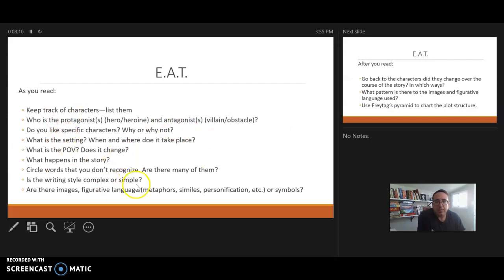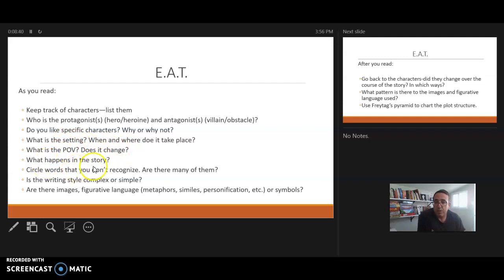As you're reading, there are a number of things, like keeping track of the characters. This is especially true for fiction. Who's the protagonist? Who's the antagonist? Who are the good guys and bad guys, right? Do you like specific characters? This is always a big one. Why or why not? Because oftentimes we have a protagonist that we're not supposed to like necessarily. If you read Macbeth, are you supposed to like Macbeth? He does kill his boss just to get ahead. But he's also the hero and you root for him. So it's an interesting question.